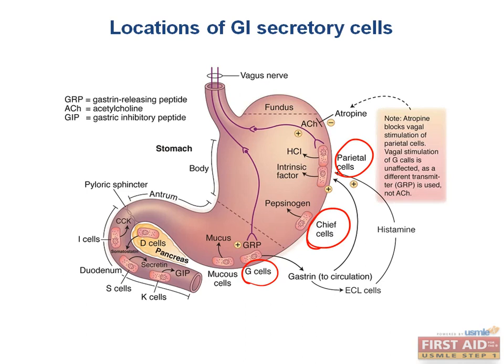How is pepsinogen activated? Again, recall that pepsinogen needs the acidic environment to be converted to pepsin. A side note on the schematic is that whereas the vagus releases acetylcholine into the body of the stomach to activate parietal cells, the molecule that activates G cells in the antrum is actually GRP, or gastrin-releasing peptide. You can also see here on the left side the other cell types of interest. I cells releasing CCK, S cells releasing secretin, K cells releasing GIP, and in the pancreatic islets, D cells releasing somatostatin.